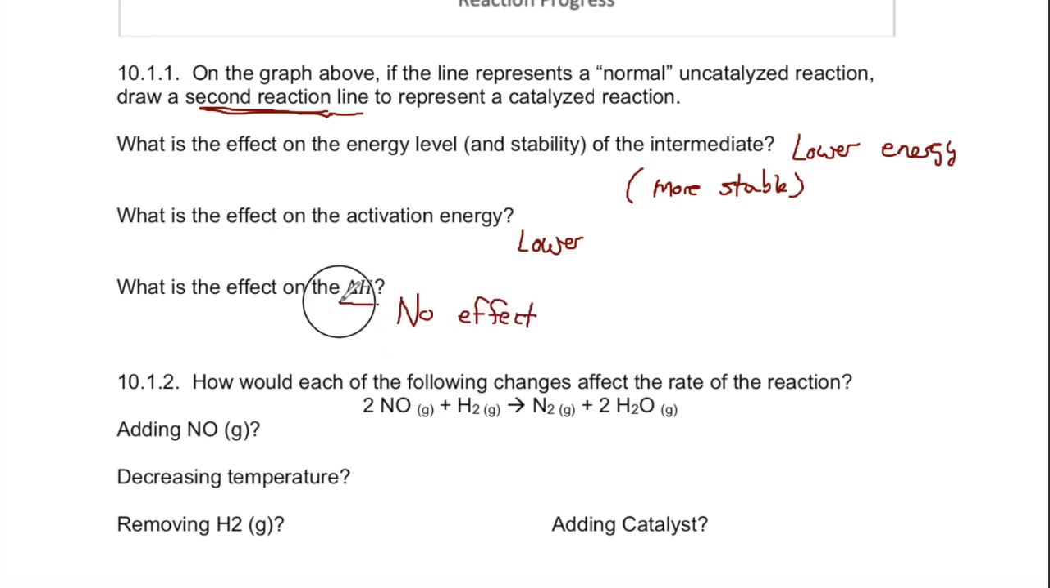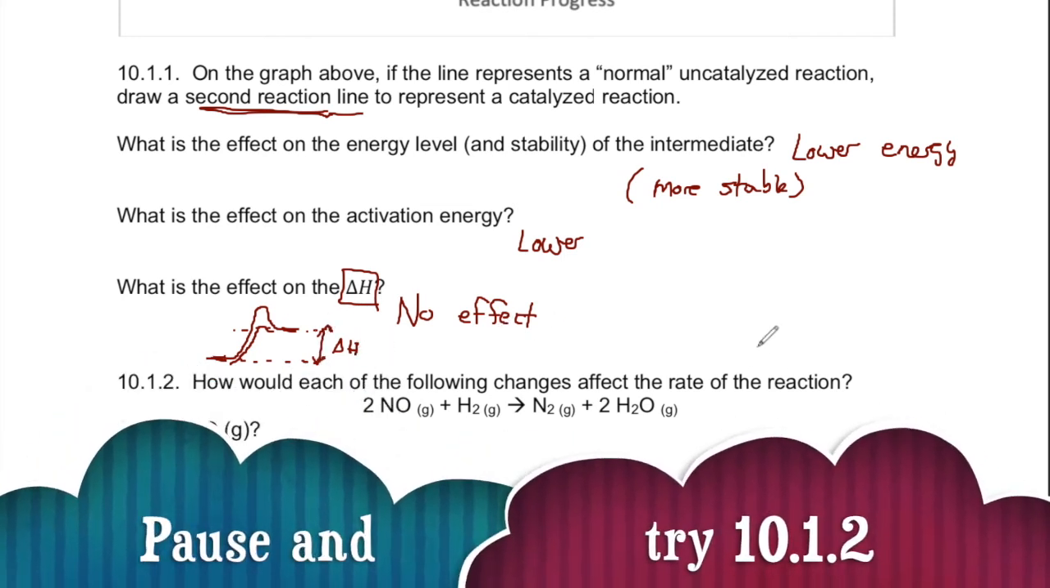However, if you look at that graph, you'll see that the change in enthalpy overall is the same because you start in the same place and you end in the same place. So that change in energy is going to be the same whether you take a path with a high energy intermediate or a path with a lower energy intermediate. Where you end up is the same and where you started is the same, so the delta H is the same. There's no change in that.